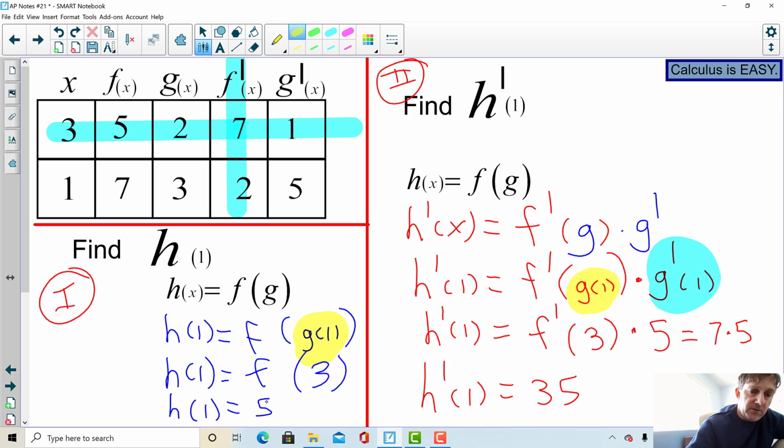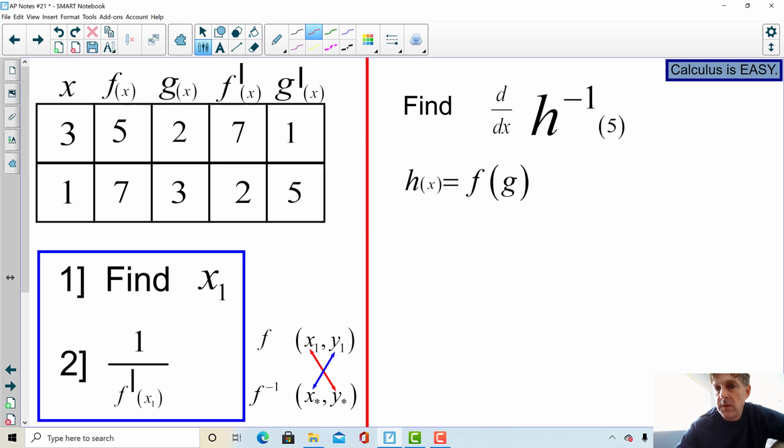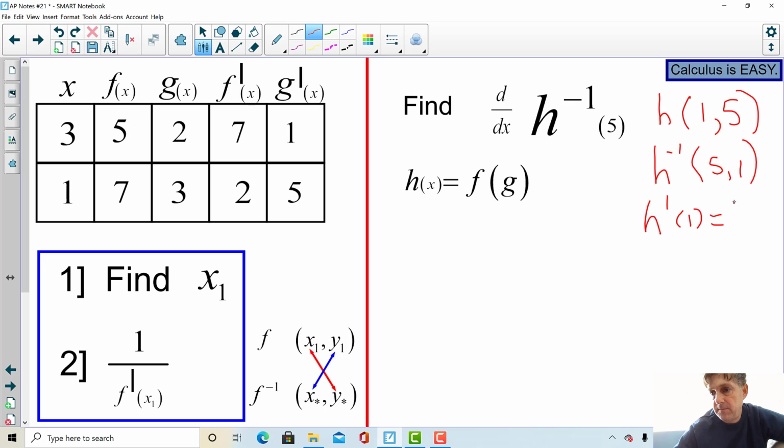Again, we're going to use our answer from part 1 and part 2 in order to answer part 3. Okay, remember h of 1 is 5, so that means for h inverse, you get the point 5, 1. Also, h prime of 1 is equal to 35. Now we're going to use that information to find the derivative of the inverse when x is 5.